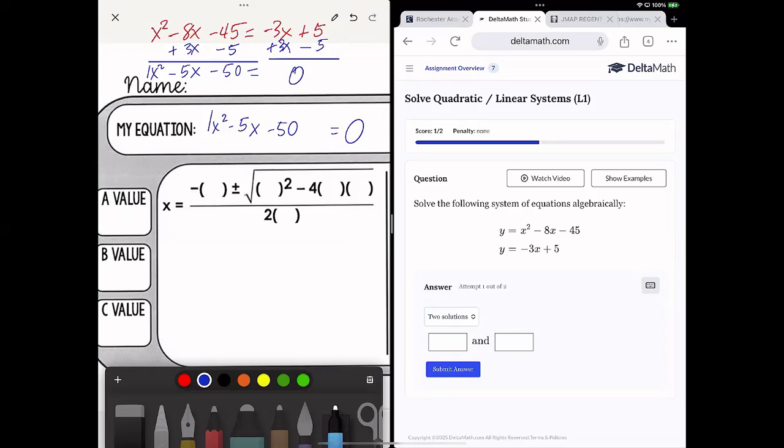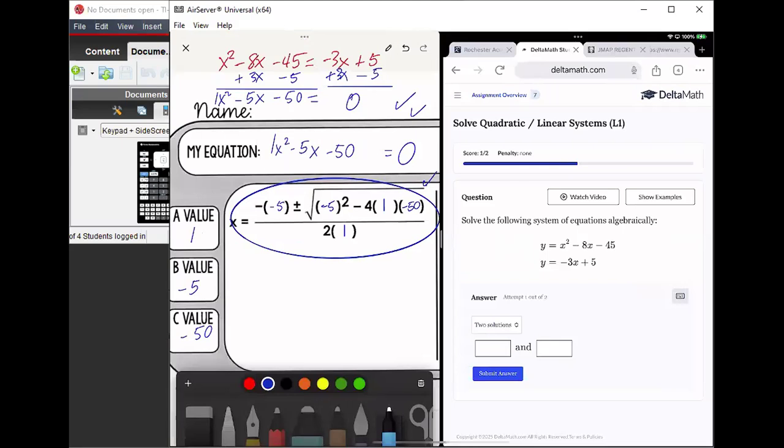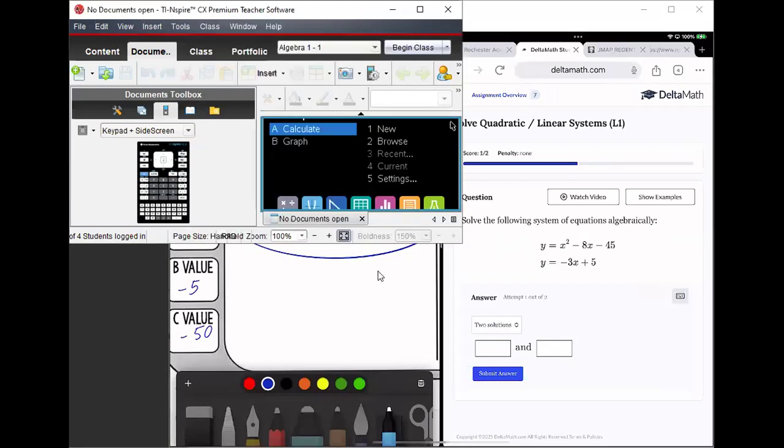Now that's part of the algebra I have to do. The other part is just the a, the b, and the c. The a is 1, the b is negative 5, and the c is negative 50. And we're going to plug those into the appropriate places. Those are both b spots. This is the a spots, and this is the c spot. Now, once we've done this, that's all the algebra we're going to do. From here, we're just going to go get the calculator, and we're going to let the calculator do the rest.